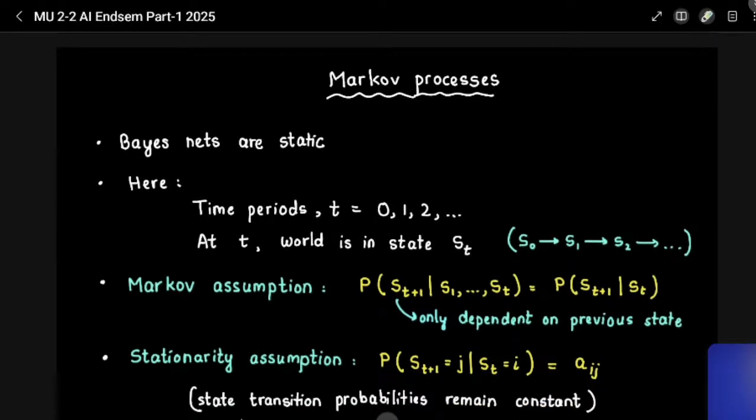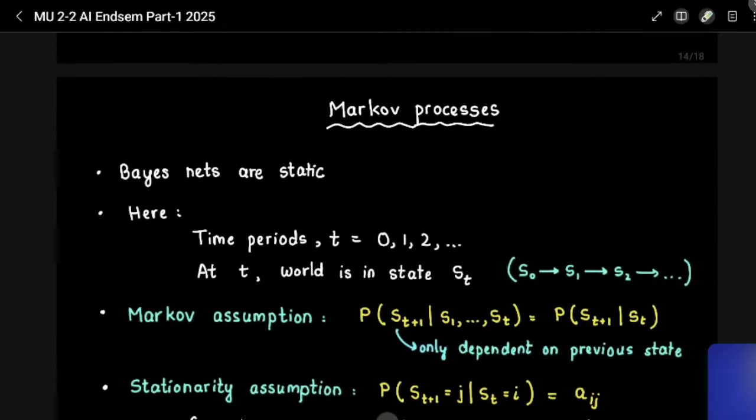So previously we've seen Bayesian networks, or in short Bayes nets. When they say it is static, it means it does not change with respect to time. But in Markov processes we have time. We are introducing time here. So time 0, 1, 2, 3, 4 and so on. And as time progresses, the state of the world also changes, and it is represented by st.